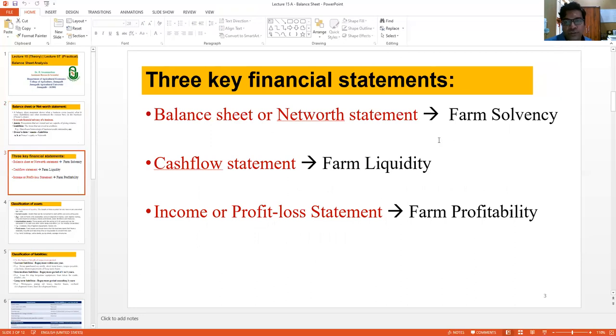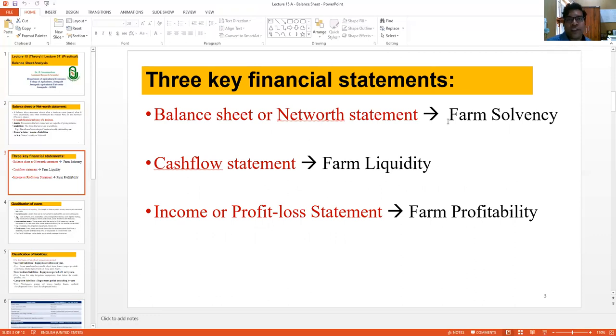Apart from the balance sheet, we also have the cash flow statement, and the profit loss statement or income statement. Each of these three statements is unique. For example, the income statement is for firm profitability, the cash flow statement is to understand firm liquidity, and the balance sheet is to understand firm solvency. You know what is firm solvency, right?